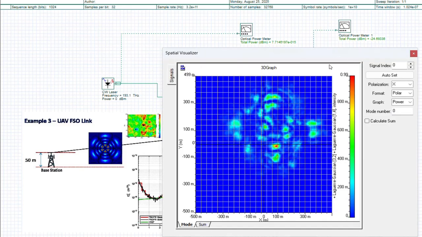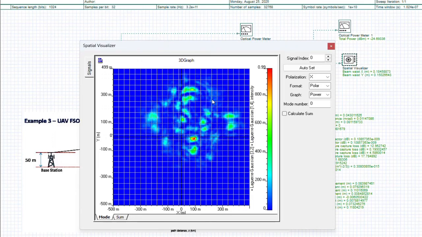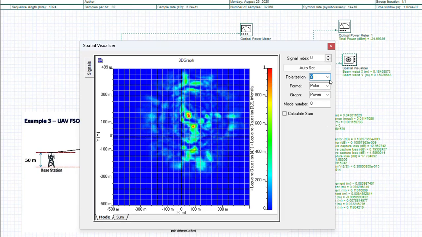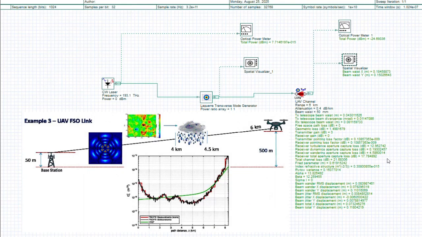First, let's examine the effect of the beam wandering, beam jitter, and also the effect of the turbulence on our multimode signal. In this case, they're all combined. So this is the coherent sum, and we can also examine it for the Y polarizations as well. They also have an effect of the beam wander and the beam jitter on the capture loss and all the other metrics that we've described in the previous examinations.